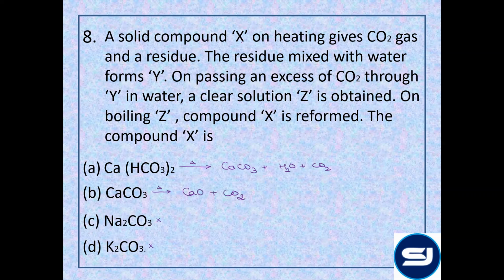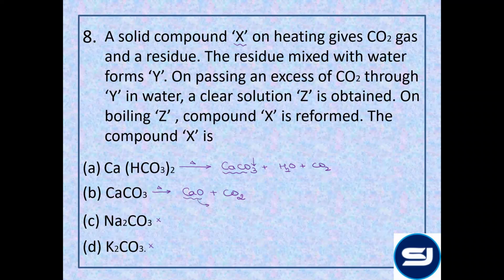Okay, so solid compound X on heating gives CO2 and a residue. It can be either of them. The residue mixed with water forms Y. Now here the residue is either calcium carbonate or calcium oxide. What will happen when CaCO3 is dissolved in water? It doesn't dissolve, because it forms a precipitate. So that is ruled out.